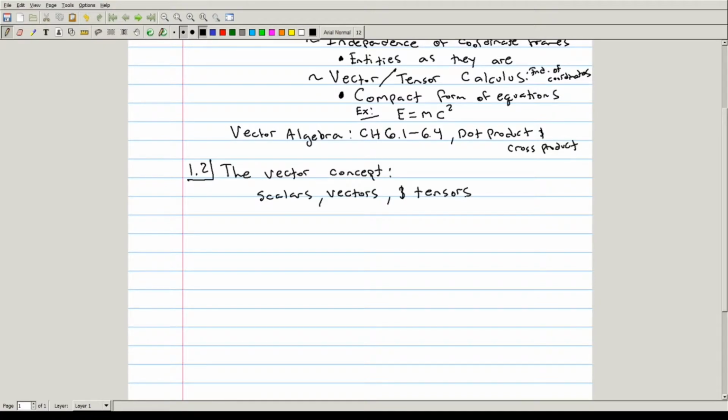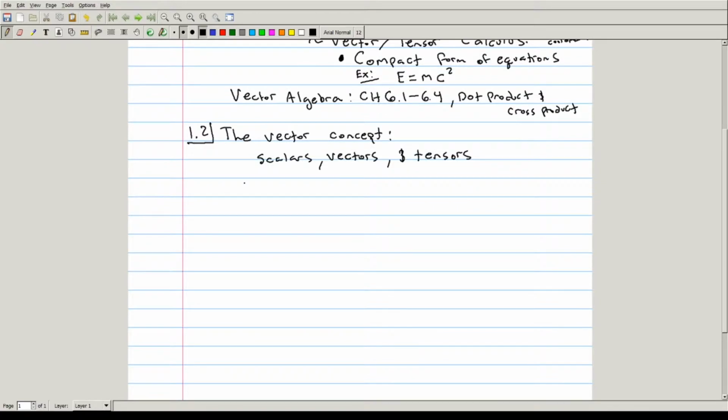But the idea is that we have a number of different ways mathematically to represent physical properties and physical things that are going on, say, in a physical system. This does not mean that this concept can't also be applied to solving problems in other areas outside of physics. There are many different possible applications of this concept, but the main idea here is that physically we can describe things in terms of scalars, vectors, and tensors.